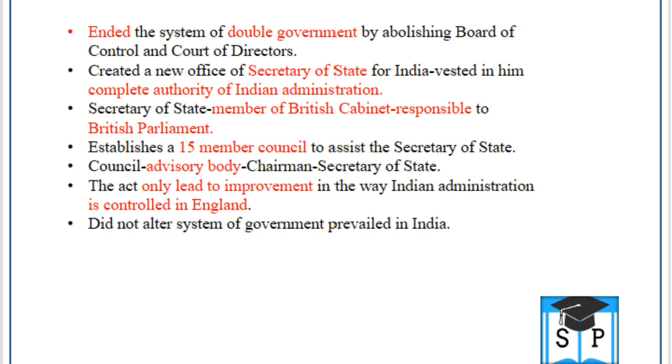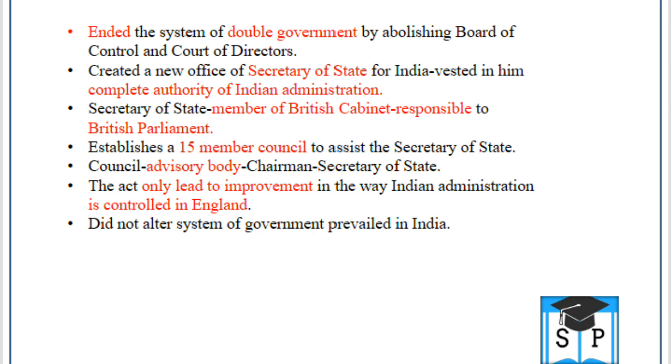This act also established a 15-member Council of India to assist the Secretary of State for India. This council was only an advisory body. The Secretary of State for India was the chairman of this advisory council.